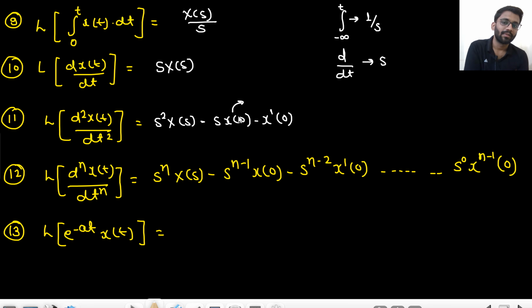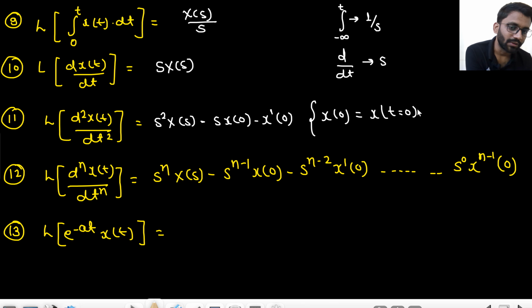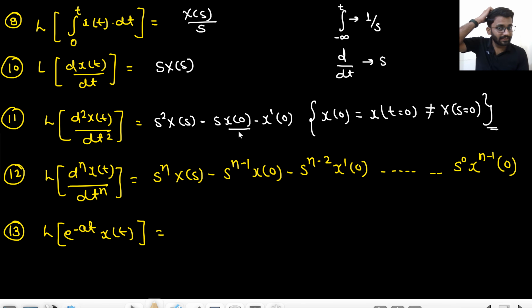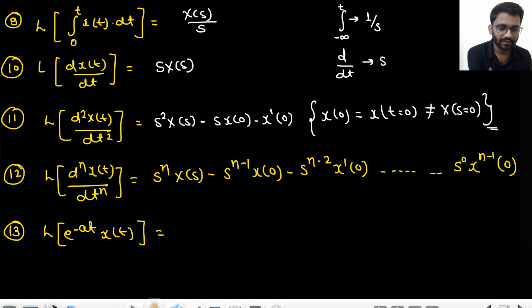Why am I writing small x? What do you mean by x(0) here? It means x(t) at t equals 0, not X(s) at s equals 0. Okay, just understand this point. Here we are writing x(t) at t equals 0. Okay, let's just assume, we will take an example for this.